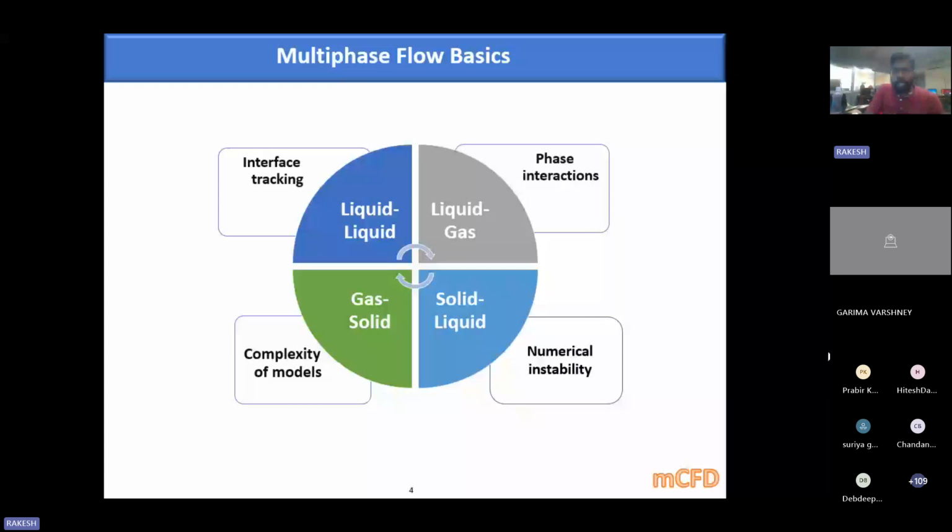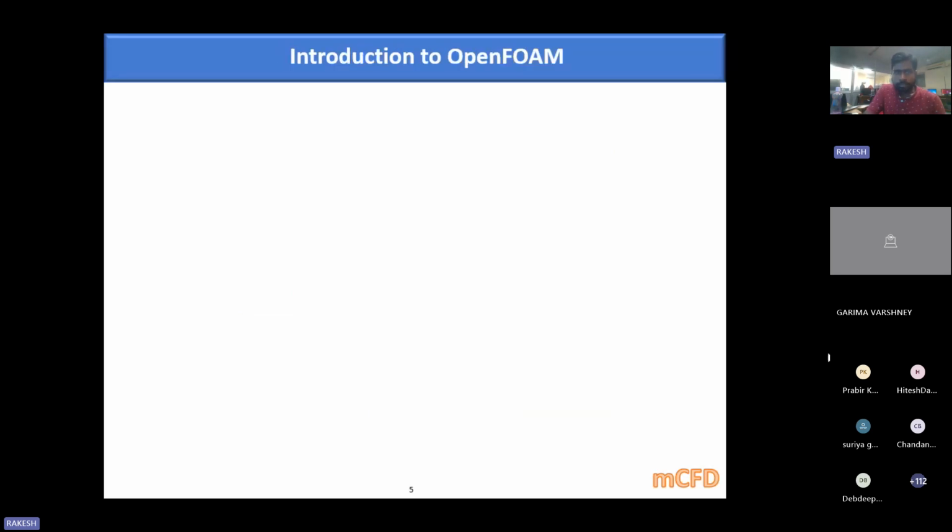There are many challenges with multi-phase flow. The main concept that comes up is interface tracking. If we are having any two-phase simulation, interface tracking is one of the main aspects. Then there is how the phase interaction is taking place. At the same time, it is very difficult to see what is happening when the complexity of the model increases, and we can also have some numerical instability. We are going to look into these aspects in the further slides.